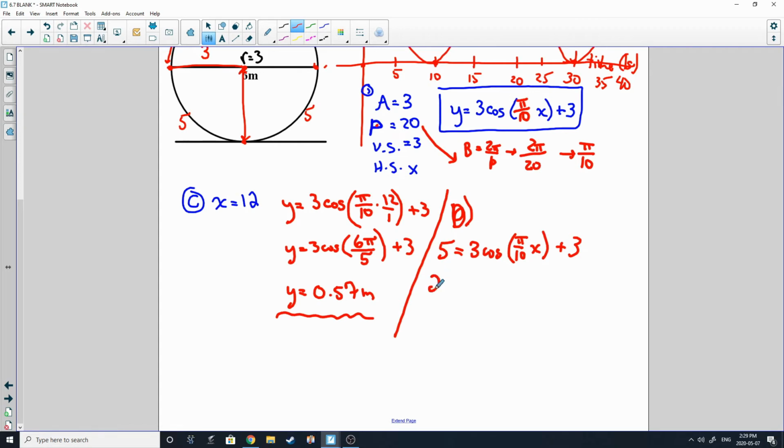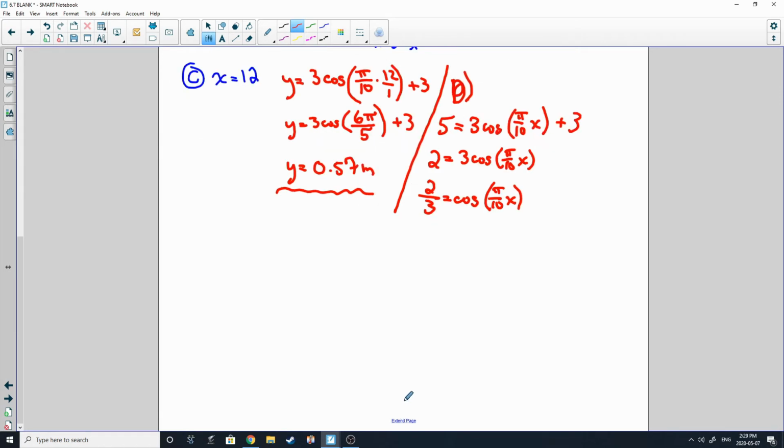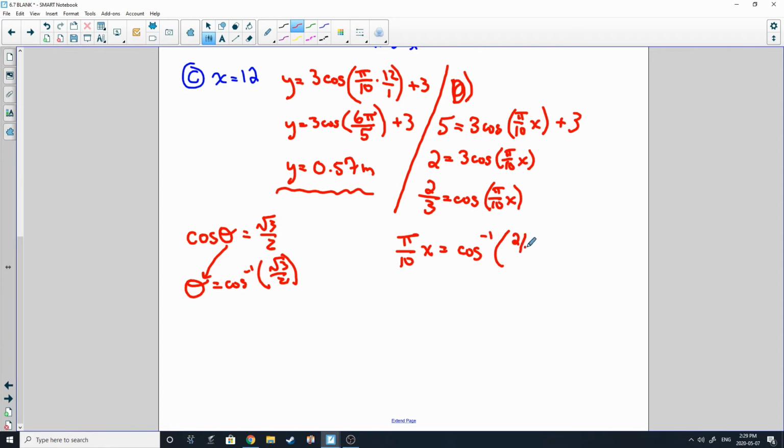So first of all, subtract 3 from both sides. So now you're here. Now that you have that all written out, you can divide by 3. So you get 2/3 equals cos pi over 10 times x. Now, people lose their minds at this point. So what do we do? Well, in order to solve, think back to when you're doing these kinds of questions, right? How do you solve for theta? Well, you go inverse cos of whatever you have over here, and that equals whatever is the argument. Okay, so same thing here. The argument, which is pi over 10 times x, equals inverse cos of 2 over 3.